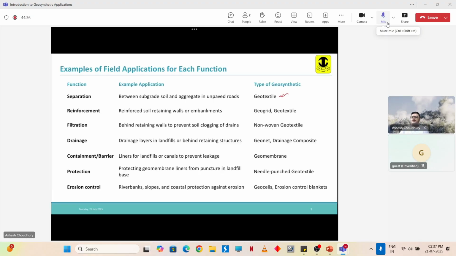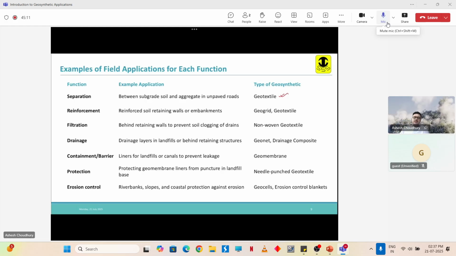Geotextiles are textiles, right? Whatever cloth you are wearing is also a textile. These are woven in a machine; threads are woven and then these textiles are formed. Similarly, geotextiles are also woven in a machine. When the threads are woven together, these are called woven geotextiles. Apart from that, we also have one more type, the non-woven geotextile. Non-wovens are needle punched or heat bonded.